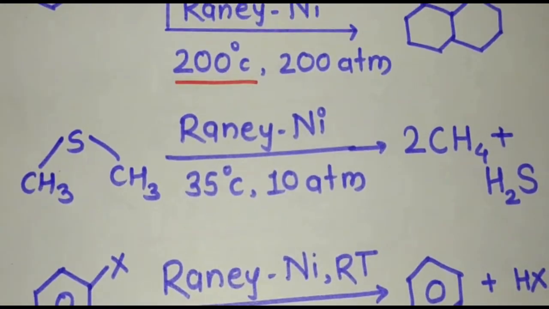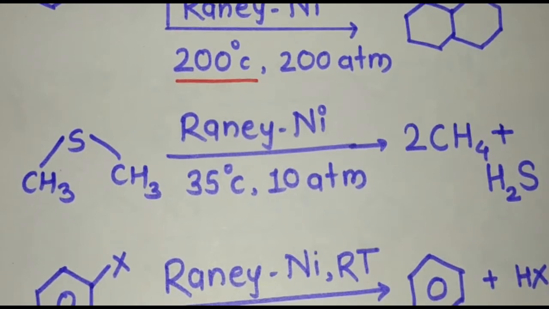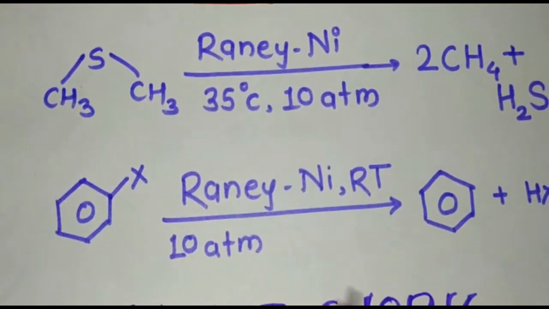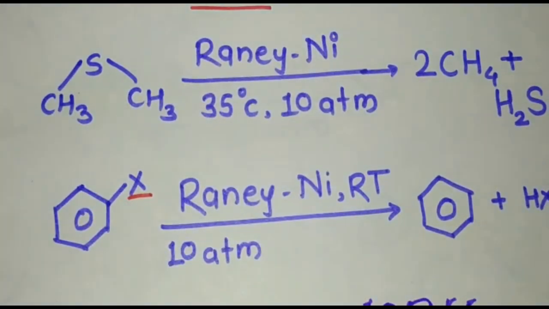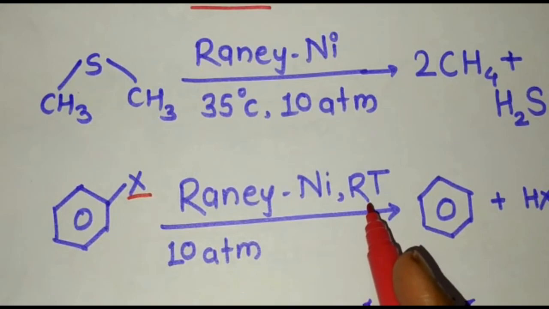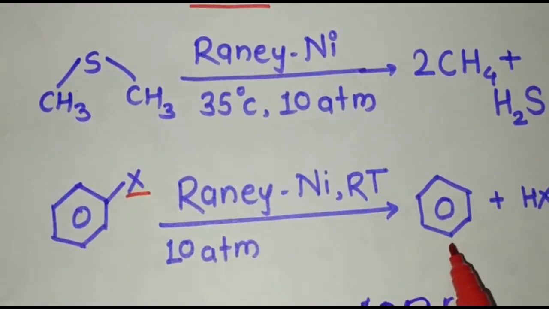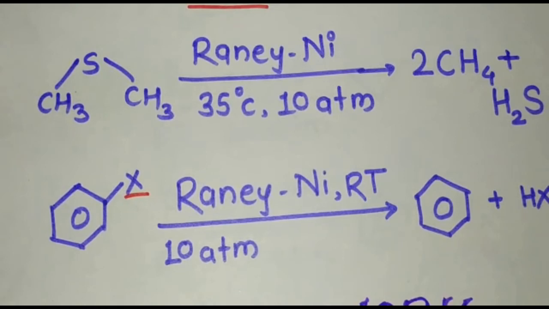This is the thioether. So it will also undergo the reduction. It will reduce, two equivalents of methane molecule are formed and H2S gas is involved. Here in the next example, this X is any halogen: fluorine, chlorine, bromine or iodine. The room temperature is present, so it will get reduced and here the benzene ring is formed. It is one of the most important points for the Raney nickel reduction.